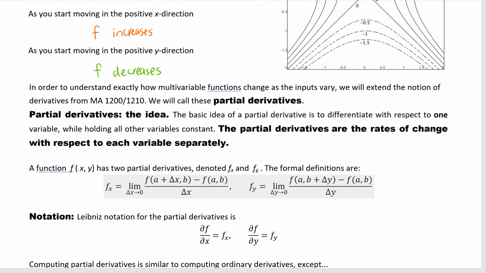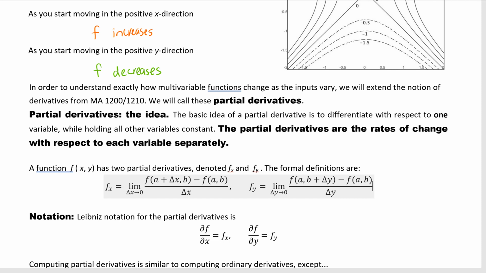Partial derivatives. The idea of a partial derivative is to differentiate with respect to one variable while holding all other variables constant. So you can pretend the other variables are like a constant, and then you take the derivative with respect to one variable. The partial derivatives are the rates of change with respect to each variable separately. A function f has two partial derivatives.